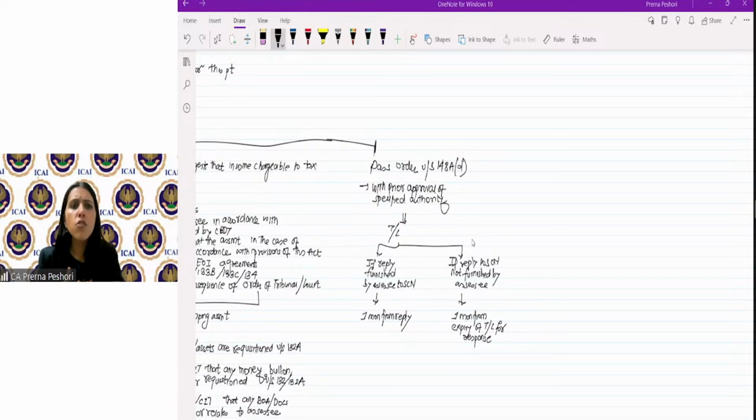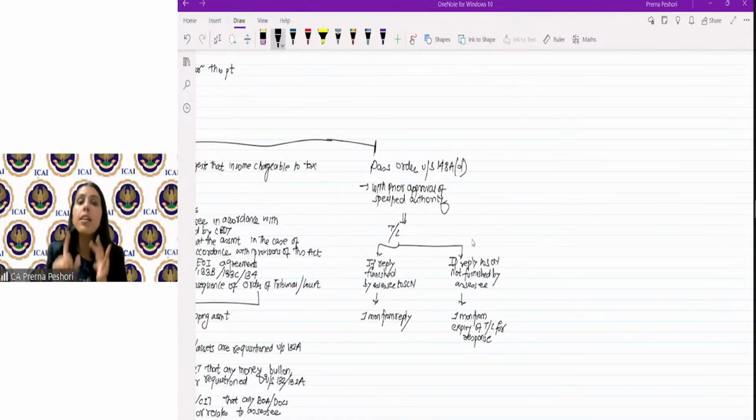Because the AO himself has obtained this information. He has gone for the search himself. He has collected this information himself. So this is going to be true. Therefore, the inquiry need not be conducted once again. And this information is collected from the assessee himself. So therefore, no notice is required for show cause also. No show cause notice is required.